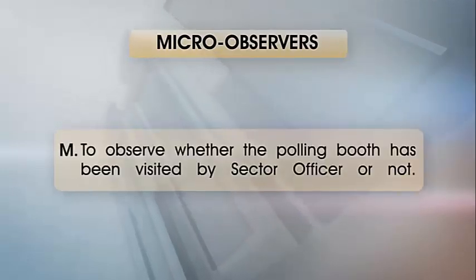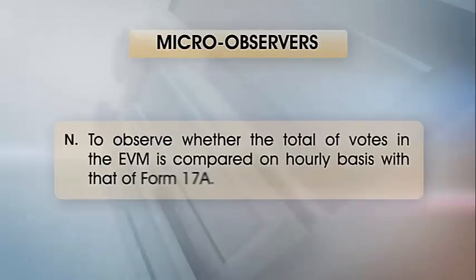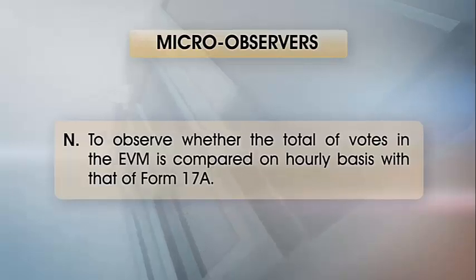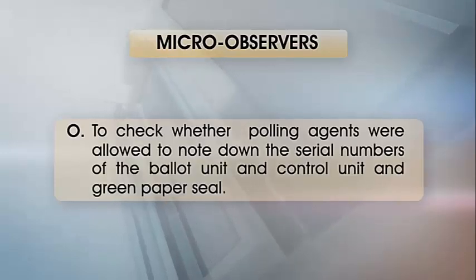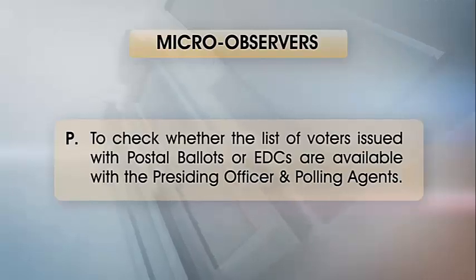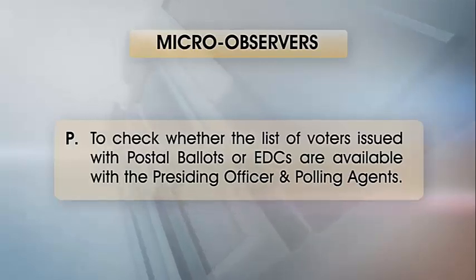To observe whether the polling booth has been visited by sector officer or not. To observe whether the total of votes in the EVM is compared on hourly basis with that of Form 17A. To check whether polling agents were allowed to note down the serial numbers of the ballot unit and control unit and green paper seal. To check whether the list of voters issued with postal ballots or EDCs are available with the presiding officer and polling agents.